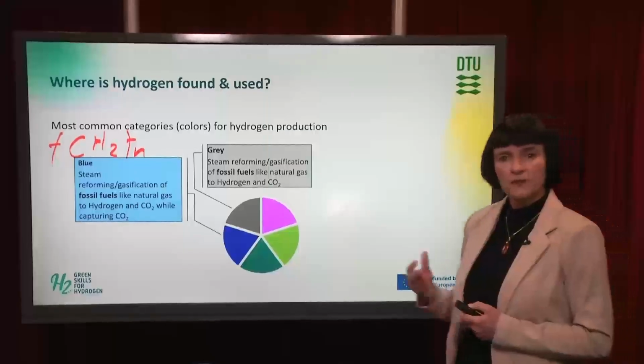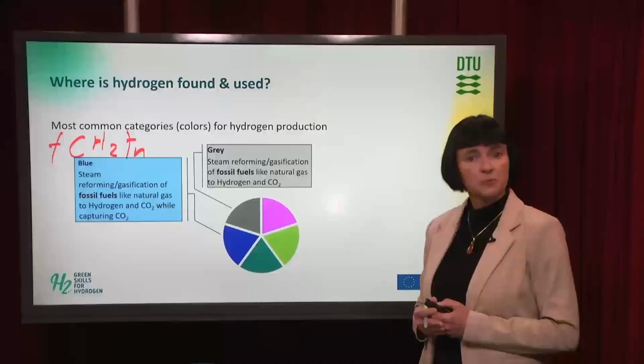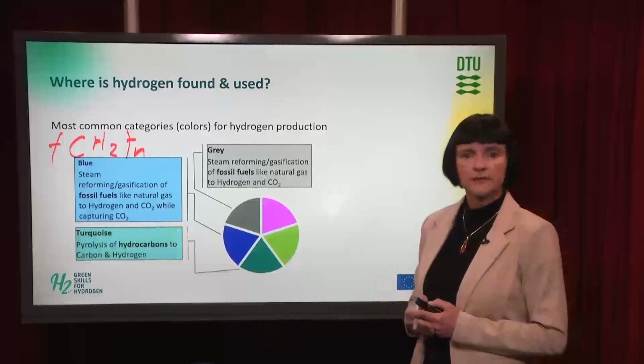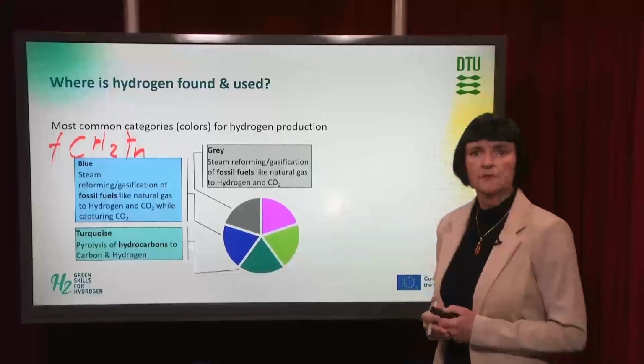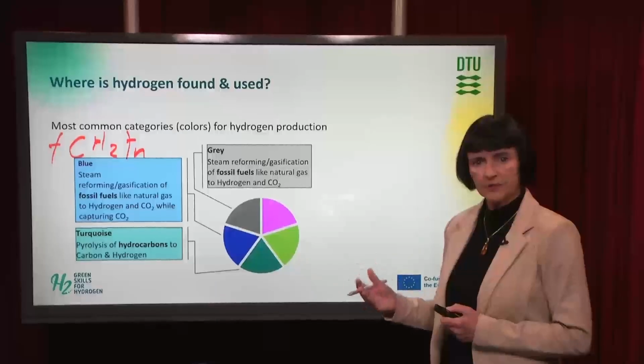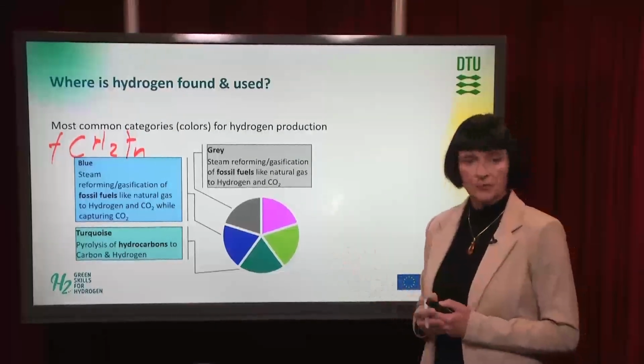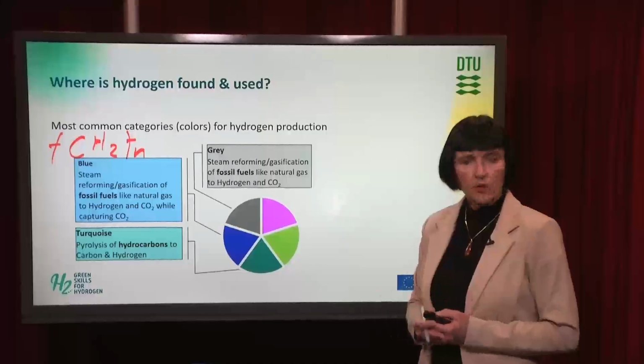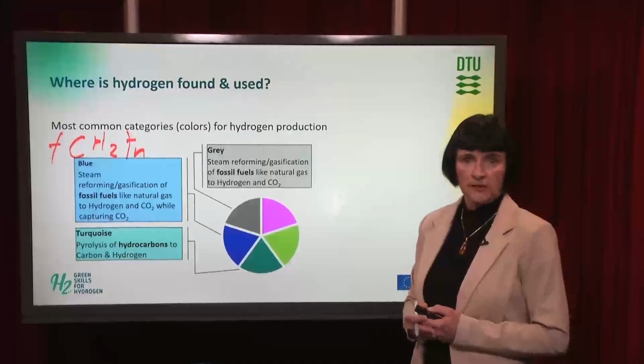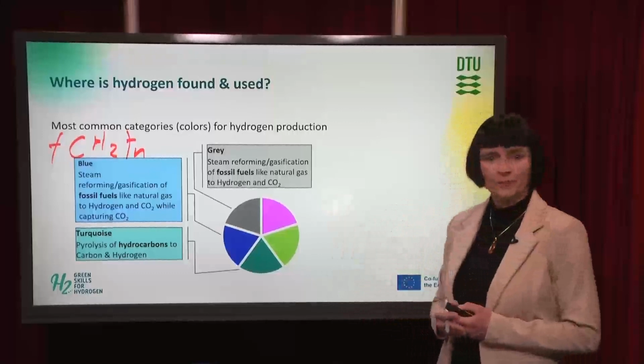Another source of hydrogen can be biomass. And this is often then treated in a pyrolysis process, where we obtain again hydrogen together with carbon that we can store. We can easily separate it from the hydrogen, we can store it, or we can use it in other products. And this gets the turquoise color.